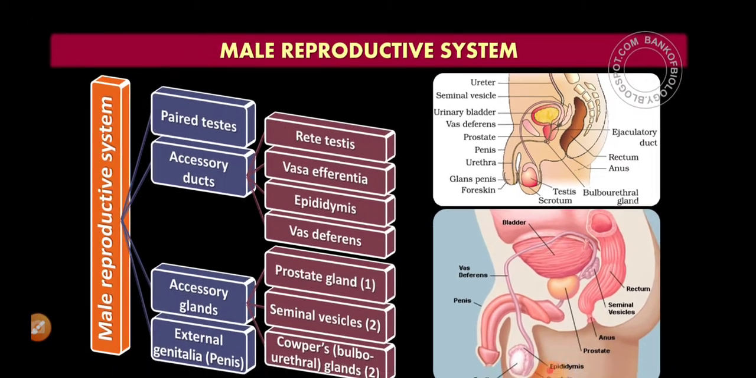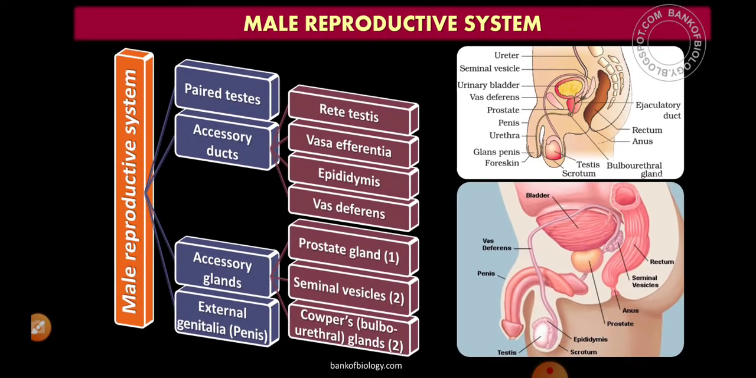To facilitate our study of the male reproductive system, we divide it into several parts, categorized under four groups. First is the pair of testes, the main structure of the male reproductive system. Afterward, the accessory ducts. The testes are the main functional organ, but they carry out their functions with the help of some ducts. To function well, they need these accessory ducts.